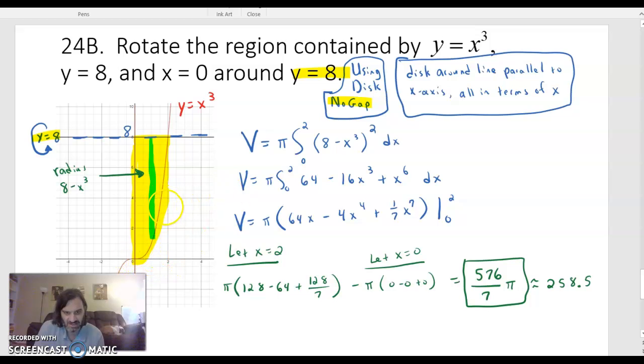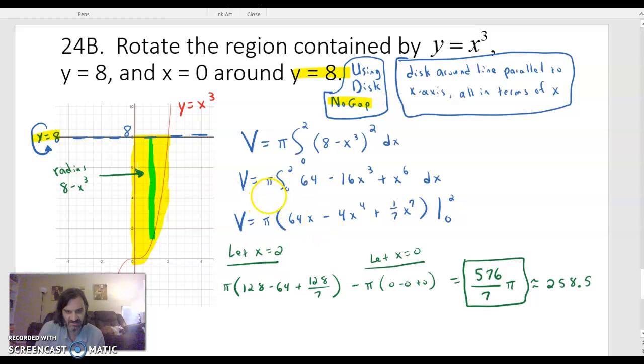The radius will be from 8 all the way down to our curve, which will be x cubed. So 8 minus x cubed is that radius, and that'll be squared. So our integral looks like pi times the integral from 0 to 2 of (8 minus x cubed) quantity squared dx.